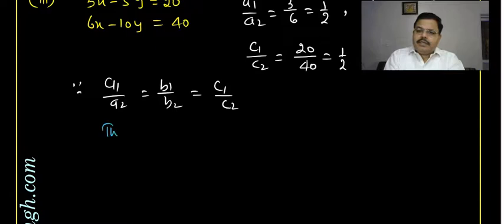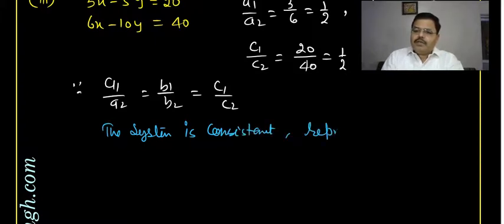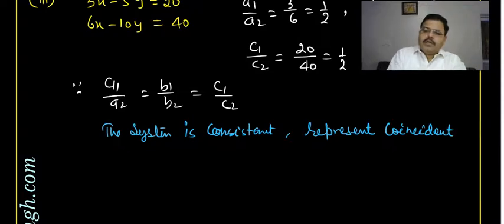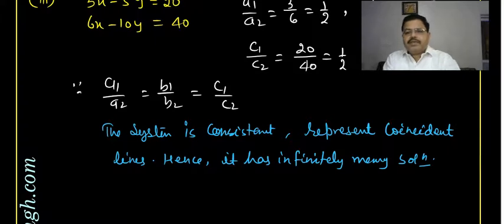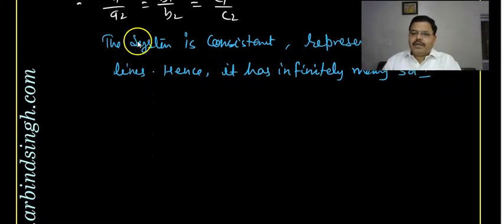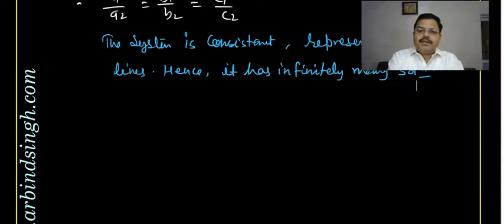Hence, the system is consistent, represents coincident lines, and hence, it has infinitely many solutions. No need to find it, because it has no unique solution, it has infinitely many solutions. So we cannot use cross multiplication here, we will use it only in case of unique solution.